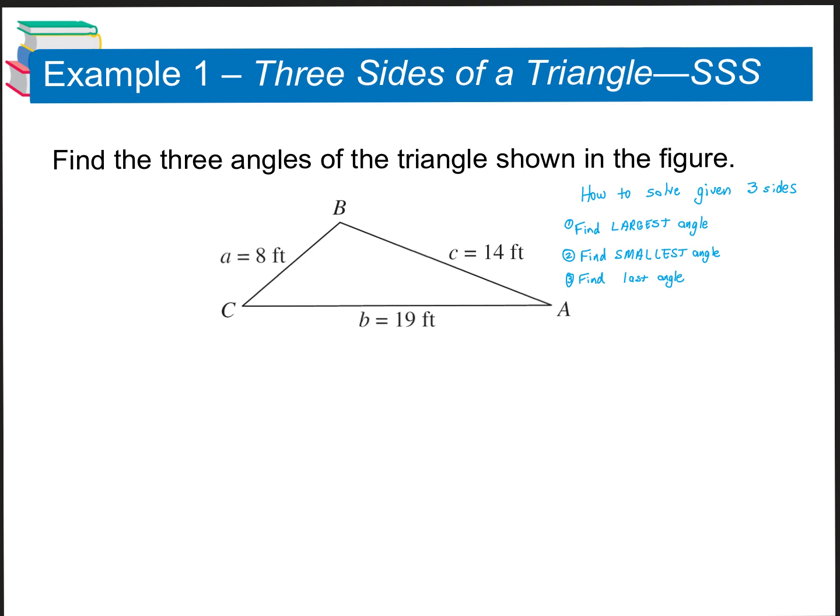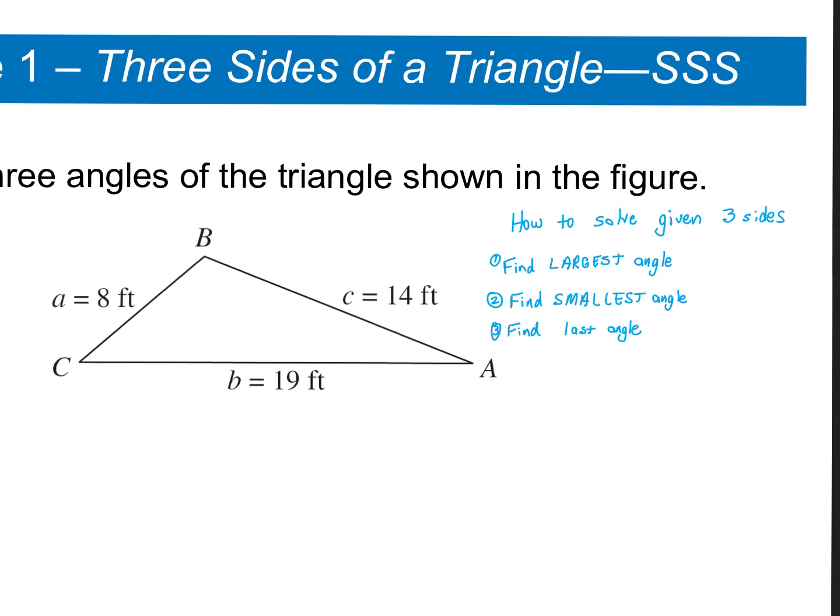Now there's two different situations. There's one where you're given all three sides, and there's one where you're given two sides and an angle. So there's different ways to solve each one in order to get the correct answer. And I'll show you right here, write this down. If you are given all three sides, you have to find the largest angle first.